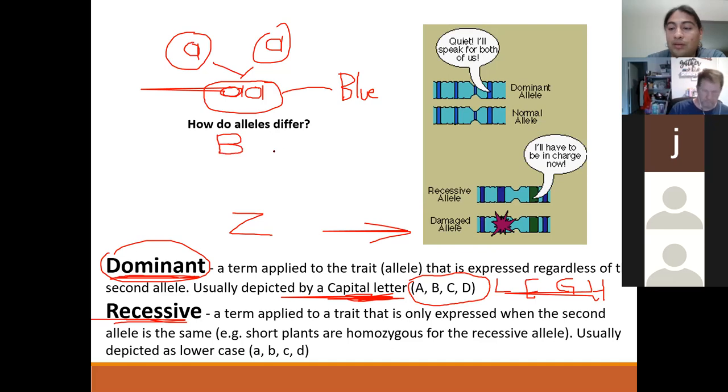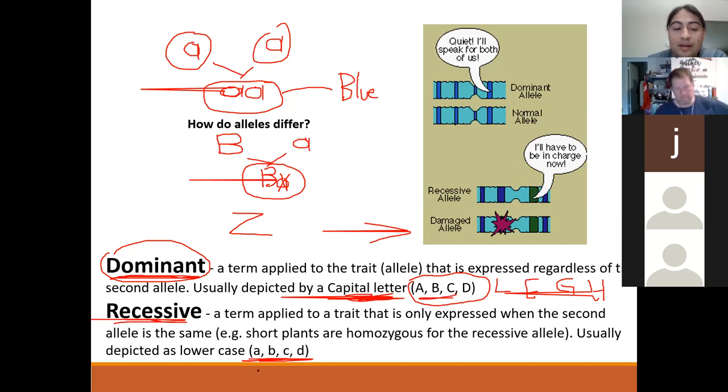But say you have somebody with brown eyes, which is dominant over blue eyes, and when you combine them together, the dominant allele is going to block the recessive from expression. So then the person is going to look with the phenotype of brown eyes. That's why recessives are only expressed when they are paired with the same variety of allele, and they are depicted with lowercase letters all the time. So dominant alleles are capital letters and recessives are lowercase letters.